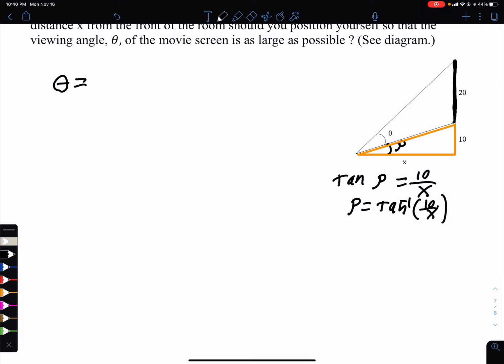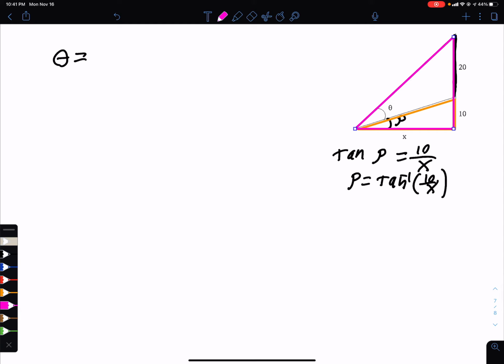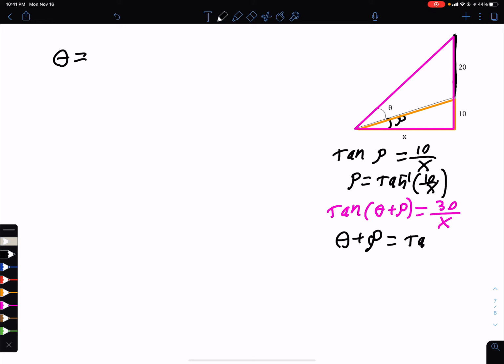So we have rho. Now we have a bigger triangle here. So we're going to use that big pink triangle to get another relationship. It's going to be tan again, but our angle is going to be theta plus rho. Opposite is going to be 30 and adjacent is x. To get rid of the tan, we arctan both sides. So theta plus rho is going to be the arctan of 30 over x.